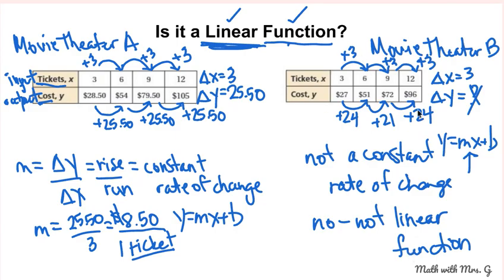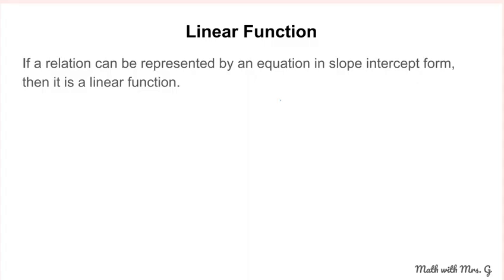So when we're having tables, we want to be able to jump and check what is the rate of change every single time, and does it stay the same? Is it always $8.50 every single time we add tickets? Over here, yes, it was. Over here on Movie Theater B, we did not have the same rate of change. I've already alluded to it, but let's make sure that we have it in our notes. So if you needed to pause and write down the information from our movie theater example, please do so.